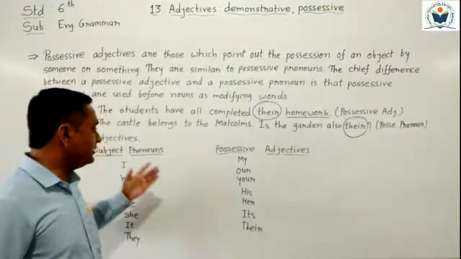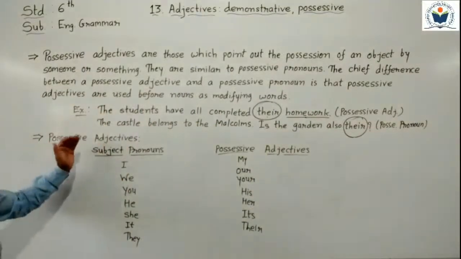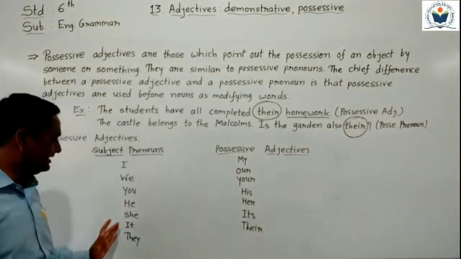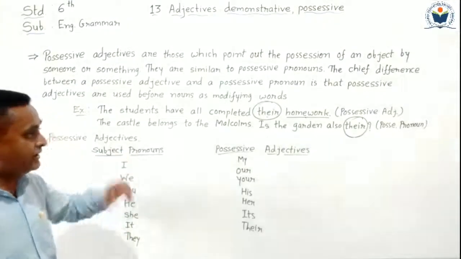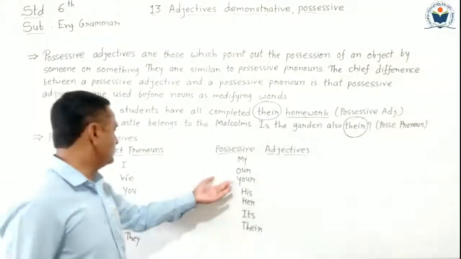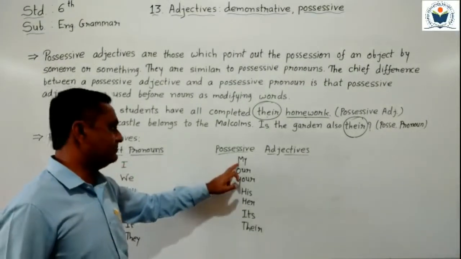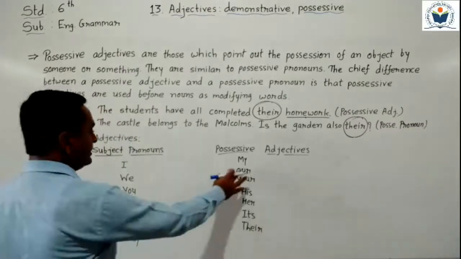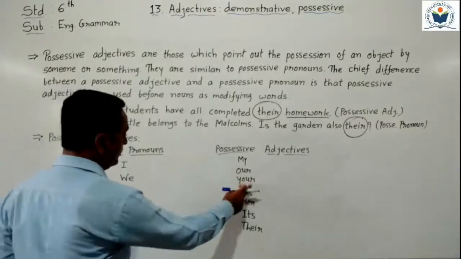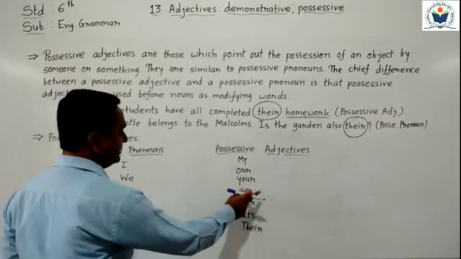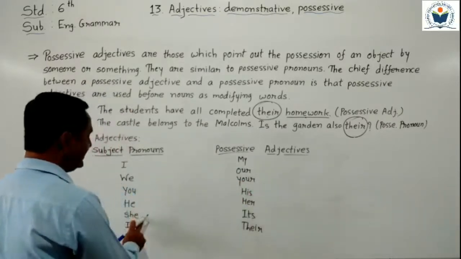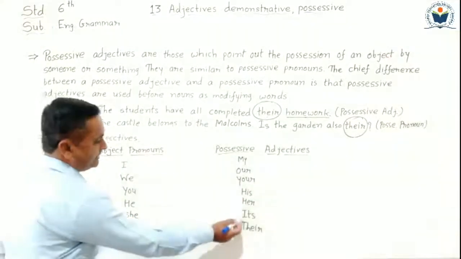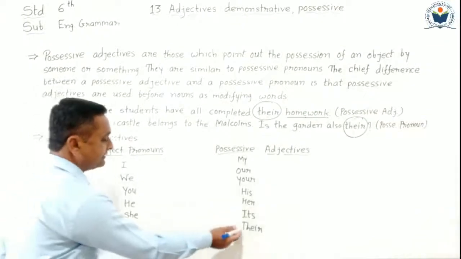Understand, students? So here possessive adjectives list is given. If subject pronoun I, we, you, he, she, it or they arise, then what is the possessive adjective of that pronoun? I's possessive adjective is my, we का possessive adjective our होता है, you का possessive adjective your, he का possessive adjective his होता है, she का possessive adjective her होता है, it का possessive adjective its and they का their होता है.